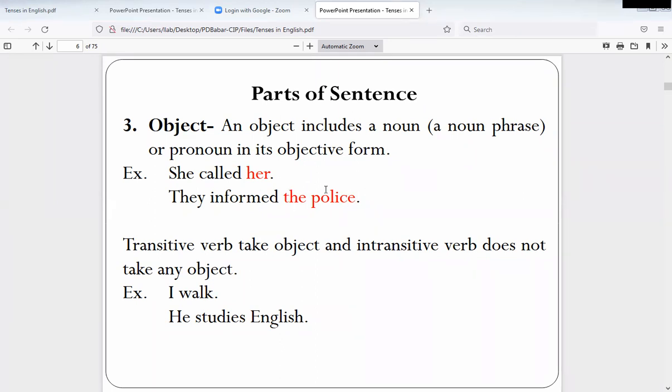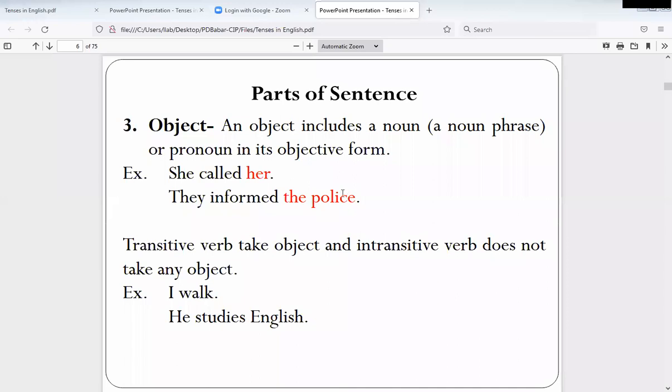Okay, so that's why this is also called a noun phrase. Why is it a noun phrase? Because here "the" is the article. "The" is called an article, and "police" is what? It is known as a noun. Police is the noun of the sentence.